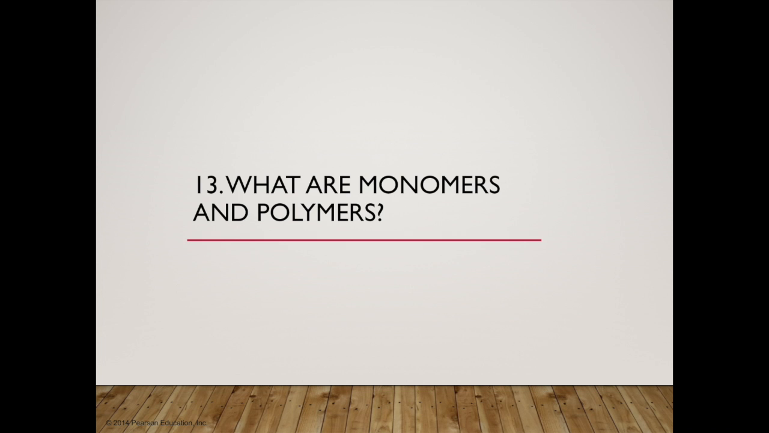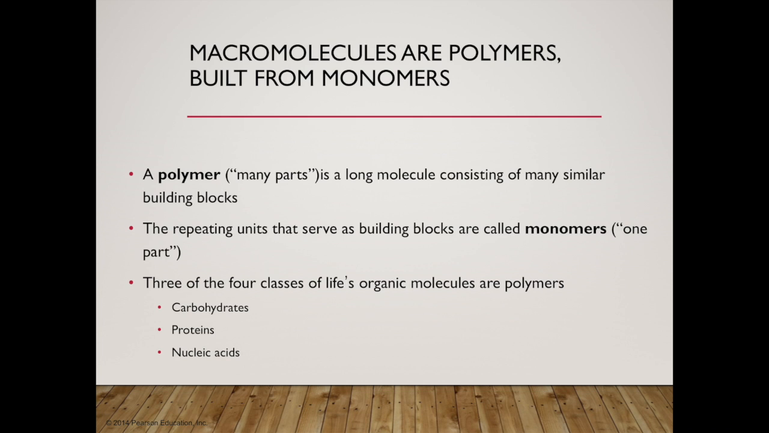So, question, learning objective 13, fairly straightforward. What are monomers and polymers? Okay, so giant molecules are made up of many parts, and these small parts or units are called monomers. A polymer, which means many parts, is a long molecule which has many similar units or building blocks. And those repeating units are called monomers, which means one part.